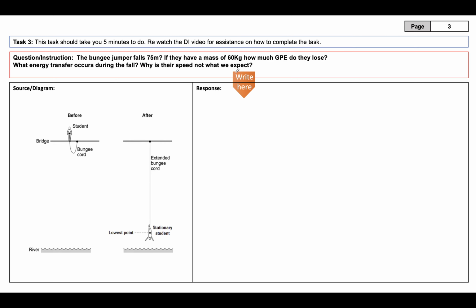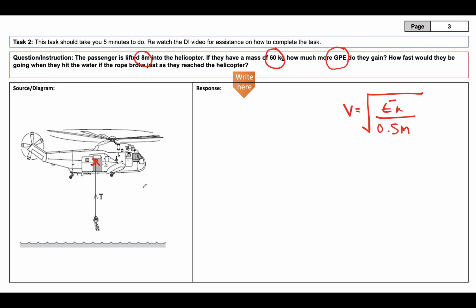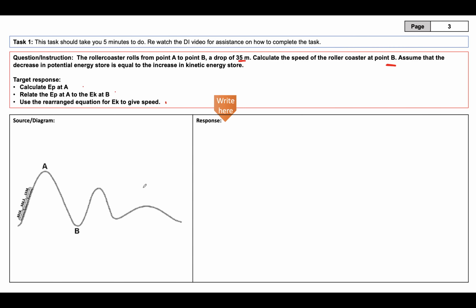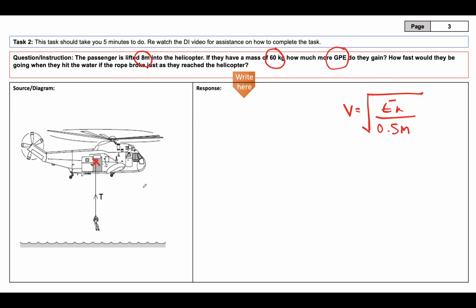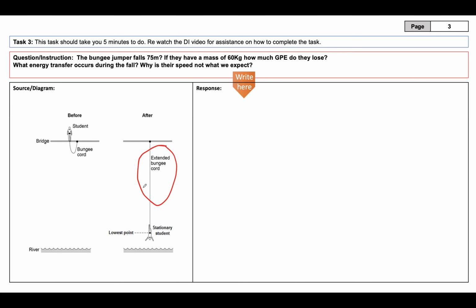And then a similar example, work out how much energy they've lost. This time you need to think about why isn't their speed going to be what we'd expect. So what do they have in this situation where we didn't have in this situation, or this situation, or this situation? So what energy store is present, where is that energy going to go?